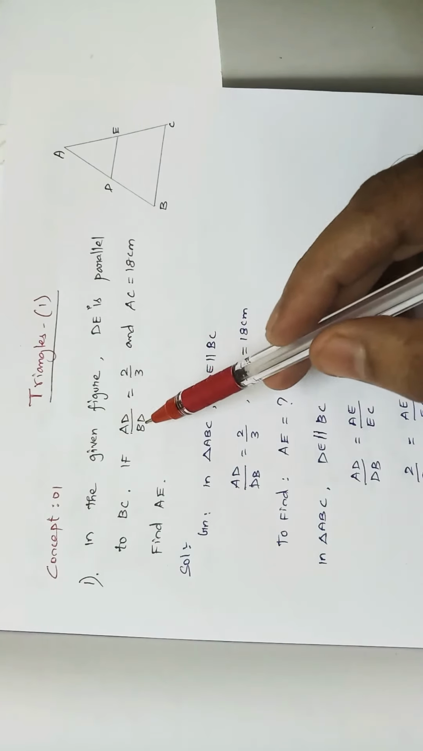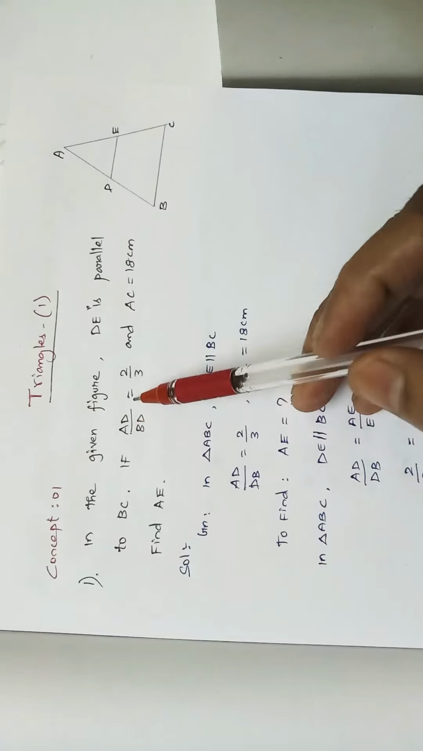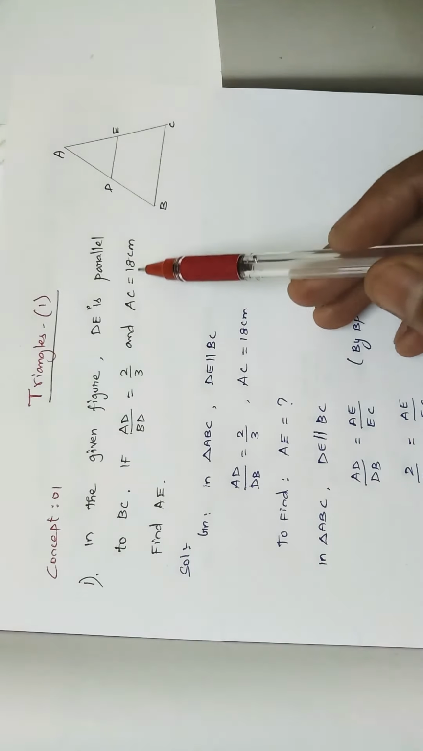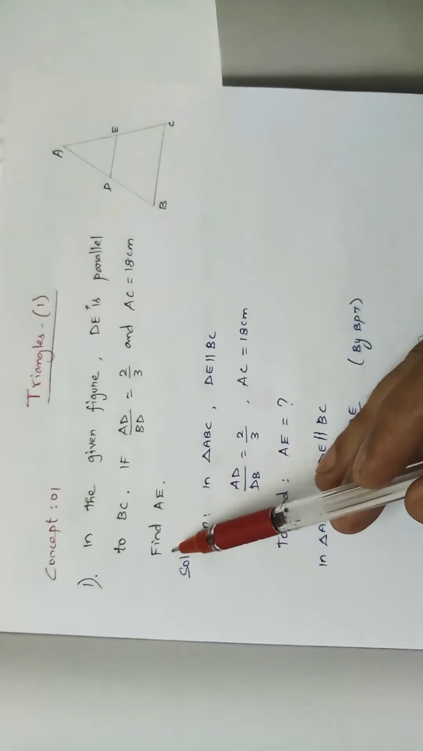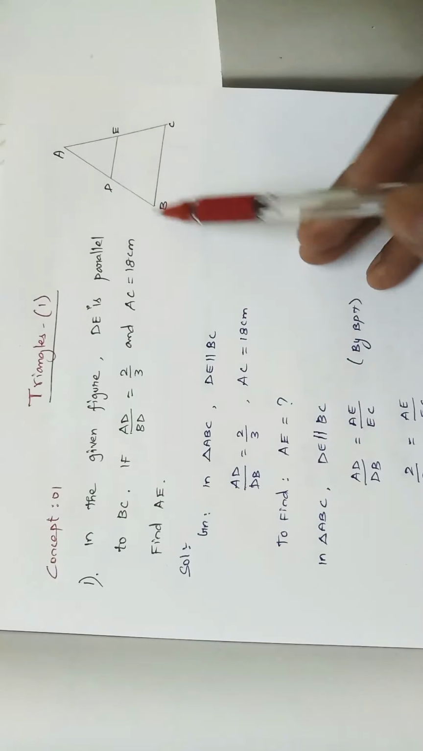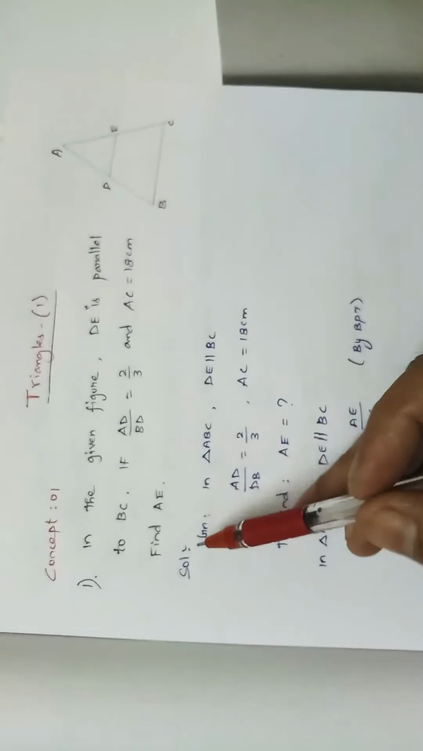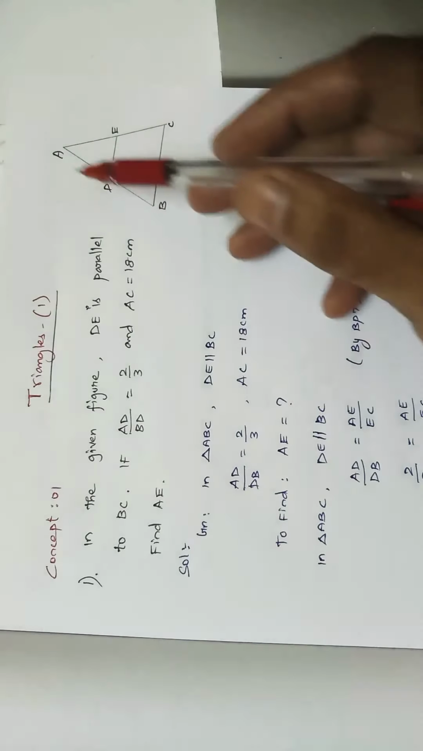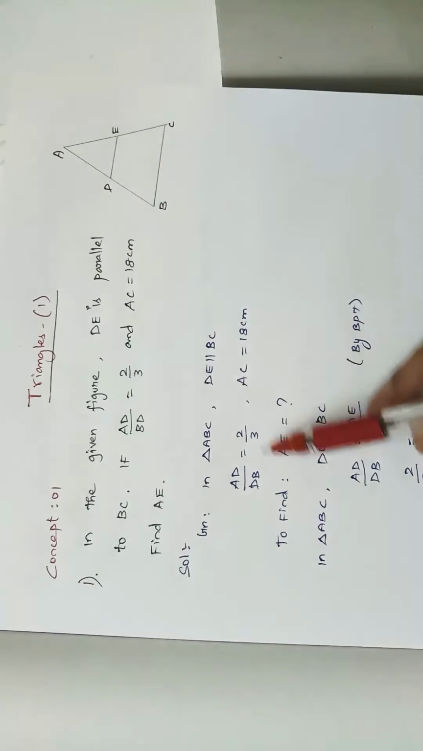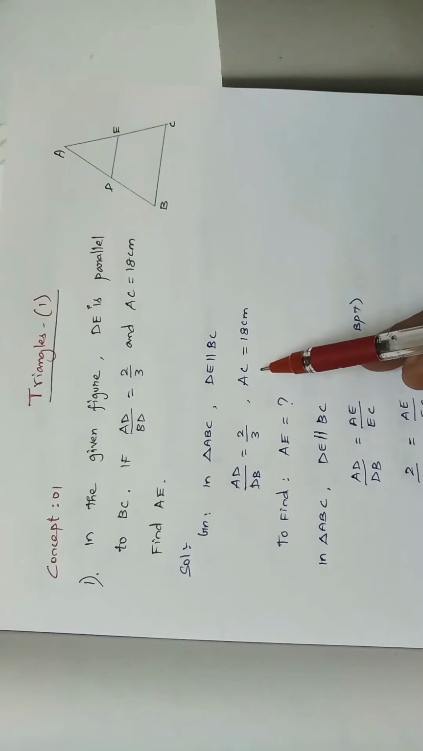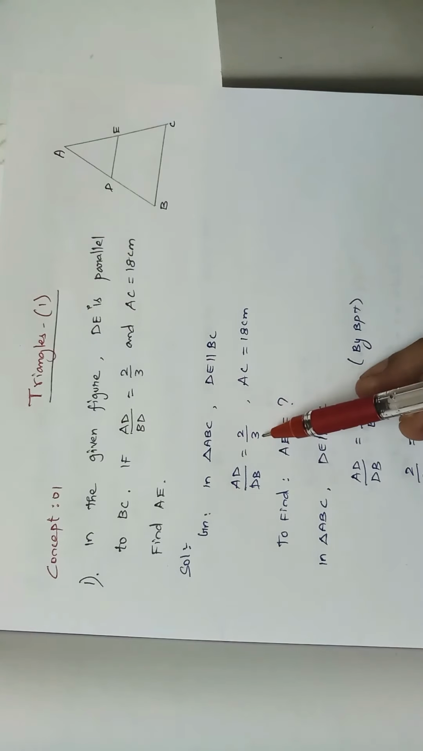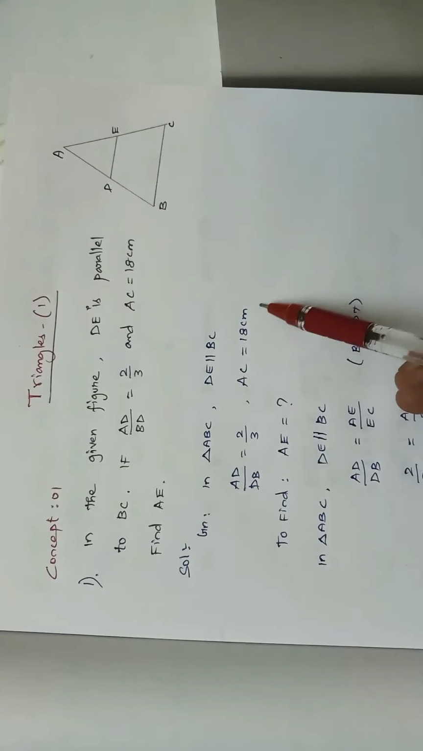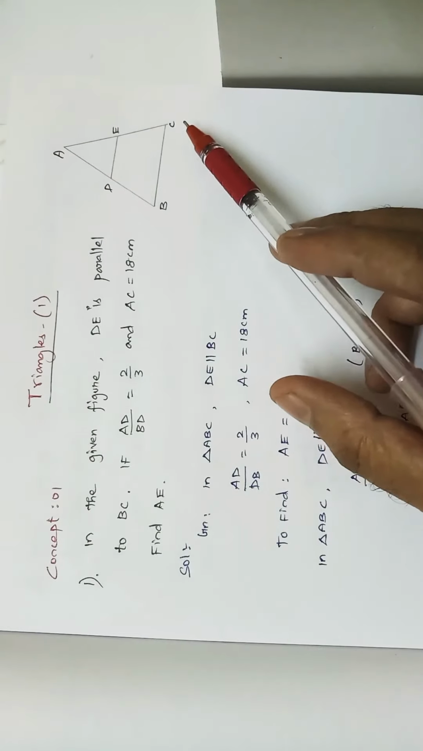So DE is parallel to BC. If AD by BD is equal to 2 by 3 and AC is equal to 18 centimeter, find AE, right? So one by one we are going to find. What is the given? In a triangle ABC, DE is parallel to BC, and they have given some values, AD by DB. They have given the ratio and they have given the measurements also. So AD by DB is equal to 2 by 3, this is nothing but the ratio, and AC is the total length they have given. AC is equal to 18 centimeter.